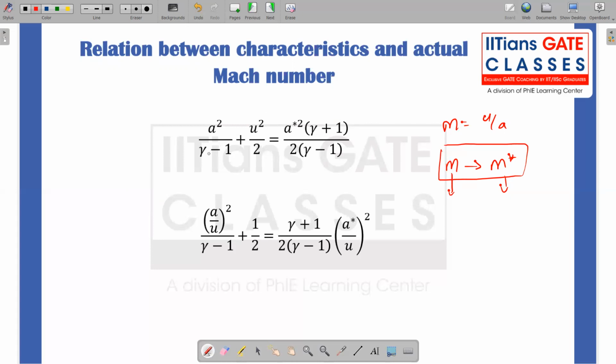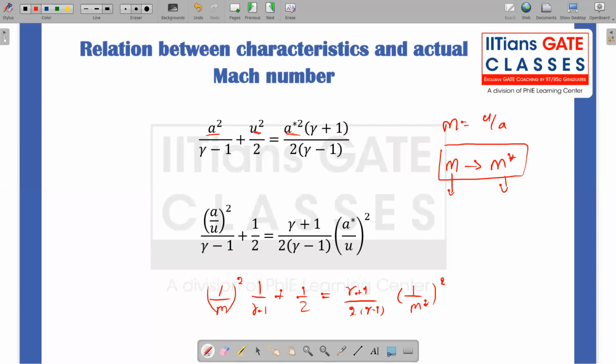All right. Let us come back to our energy equation, which relates the local flow velocity, the local speed of sound in the flow, and the characteristic speed of sound. Now I am dividing the equation by u square, or taking u square common, whichever way is fine. This gives a by u, which is nothing but 1 by M, right? So u by a is Mach number, and the equation becomes 1 by M square times 1 by gamma minus 1 plus 1 by 2 equals gamma plus 1 divided by 2 times gamma minus 1 times a star by u, that is nothing but 1 by M star square, right?